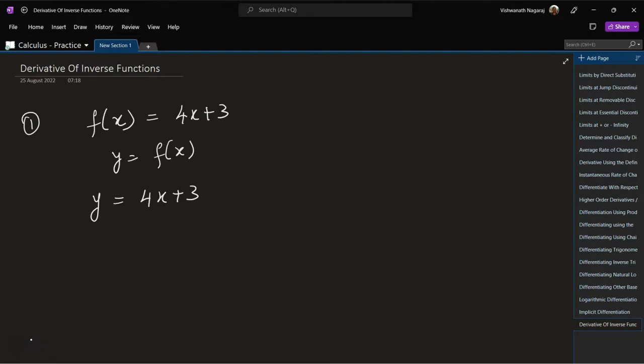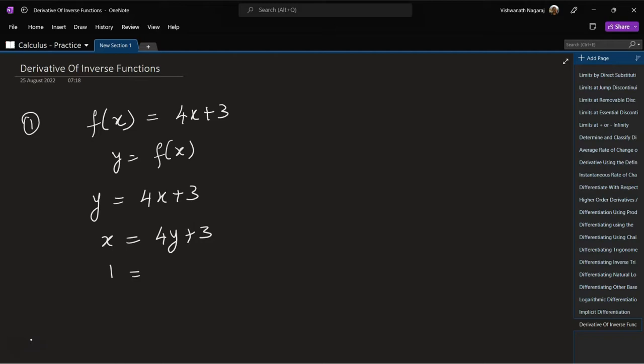Now we have to figure out its inverse function. For that, we substitute wherever y is there with x, and wherever x is there with y. So this becomes x is equal to 4y plus 3. And then either we can directly start differentiating this or we can solve it for y. Either way, it doesn't matter. We get the same result.